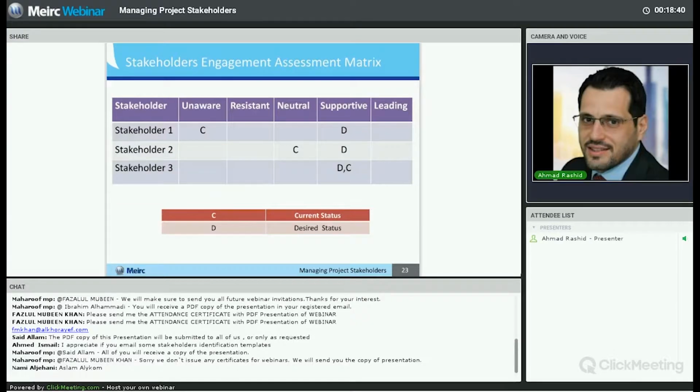When you talk about an unaware stakeholder, it means they are unaware of the project and the potential impacts of the project on them.